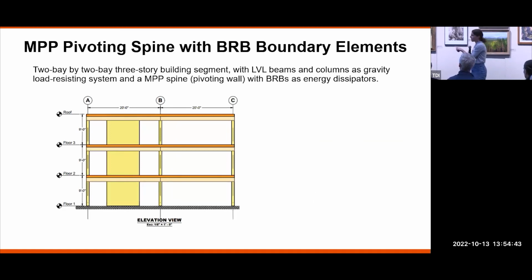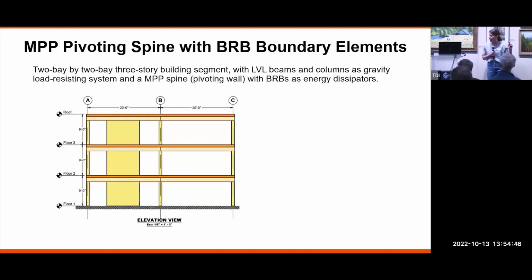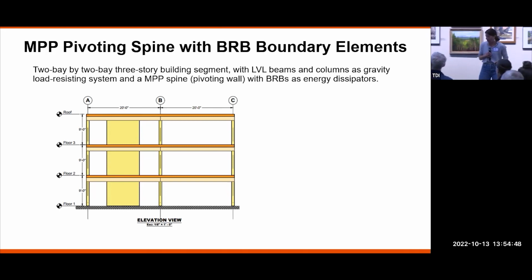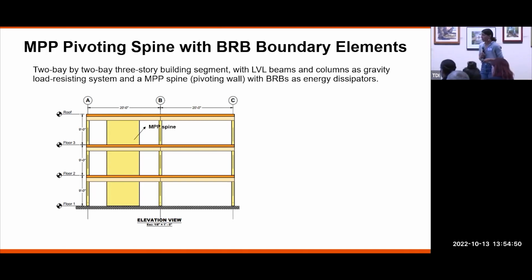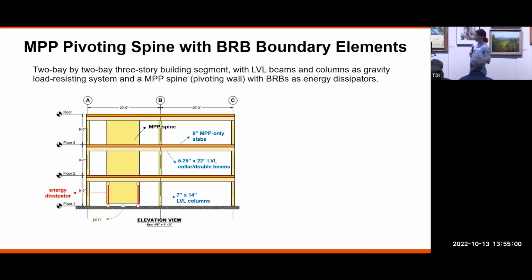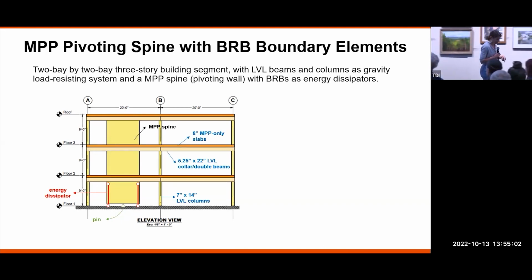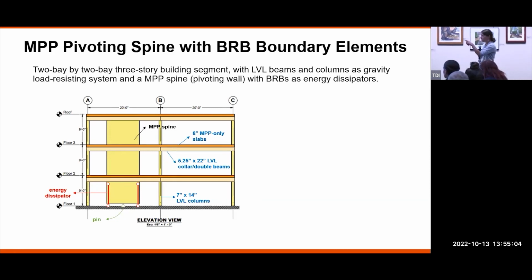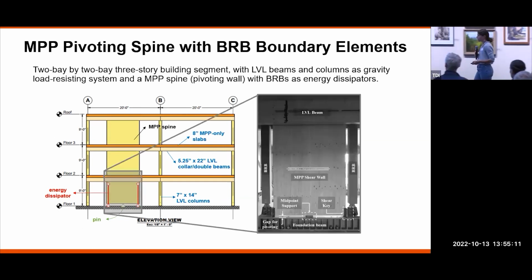So just focusing on the pivoting spine that's in the 3-story system right now with the BRB boundary elements. So you have the MPP wall itself, you have the energy dissipators, in this case, the buckling restraint brace, then there's the pin at the base of the system, as well as the gravity system and diaphragm that the lateral system is connecting into. And each of those different components, we might have a couple component test data that we can pull from, and then we want to validate the entire system as a whole. And so this is just what it looks like in reality from the experiment.